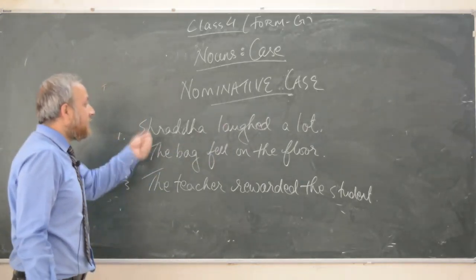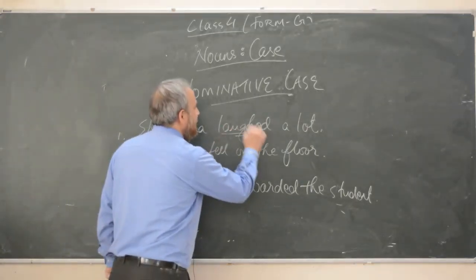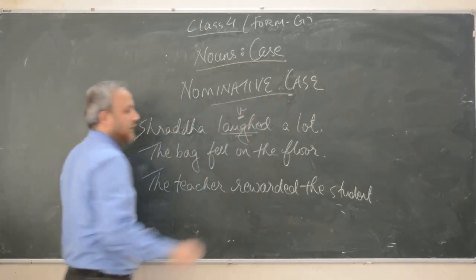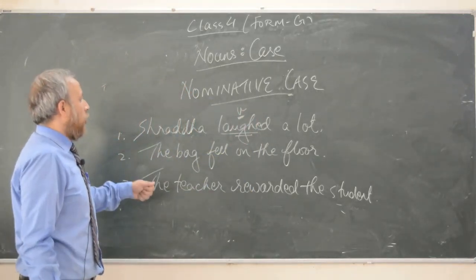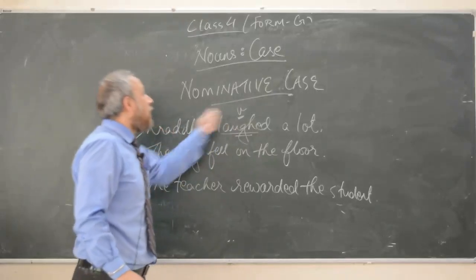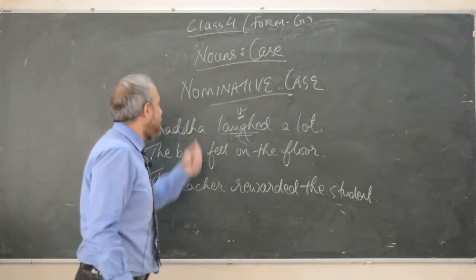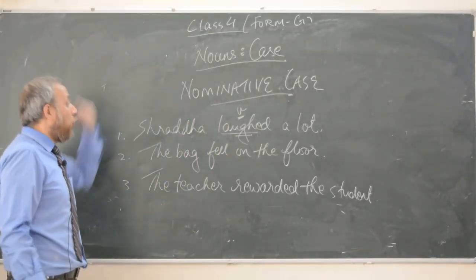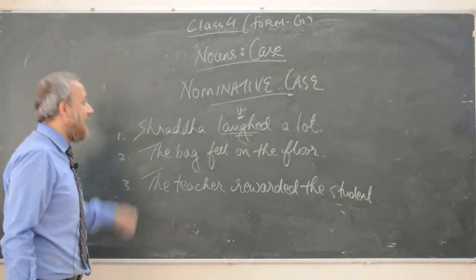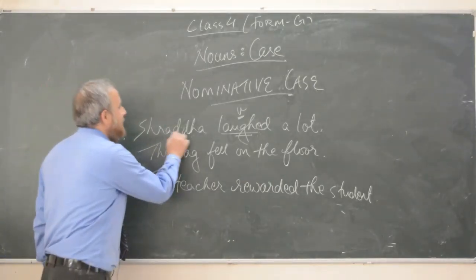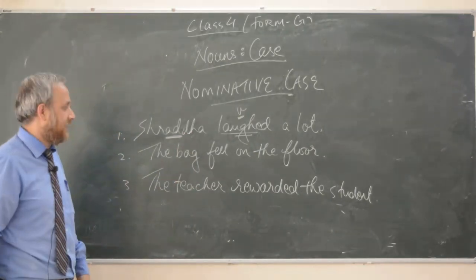So if you look at these 3 sentences, sentence 1, sentence 2, and sentence number 3, Shraddha laughed a lot. Which is the verb here? The verb here is laughed. Now which is the subject of the verb? The subject of the verb is Shraddha. Who laughed? Shraddha laughed. So Shraddha is in the nominative case.